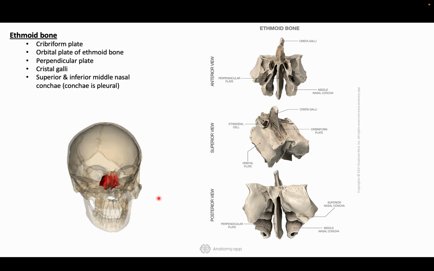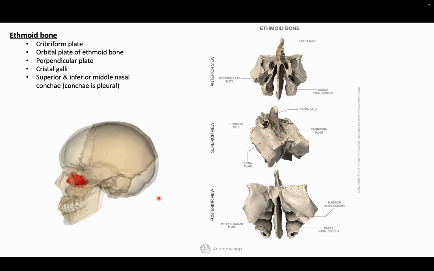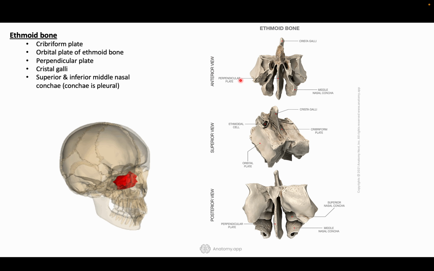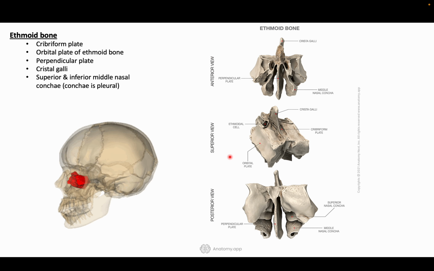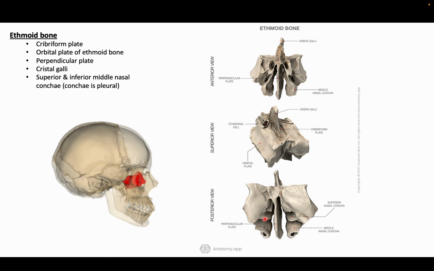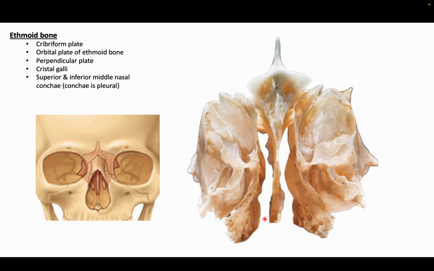The ethmoid bone will look different depending on which view you're examining it in. So this is the anterior view of the ethmoid bone. So this is what you see here. This is the superior view looking downwards. This is the posterior view looking at the brain from the back. So let's examine the anterior view.